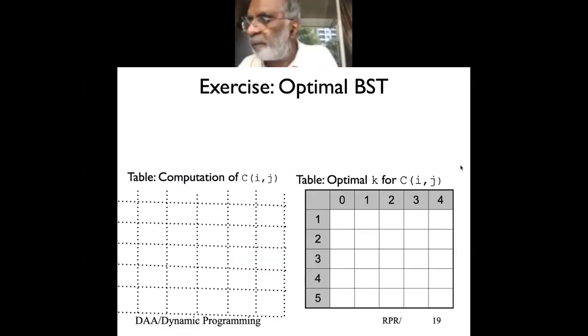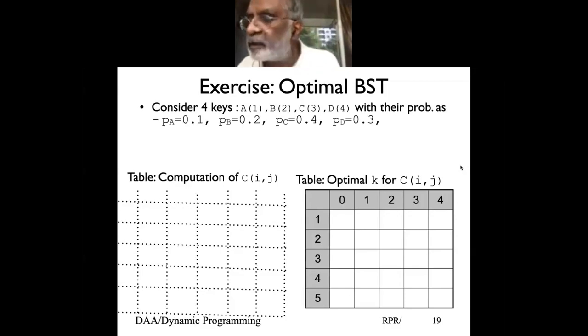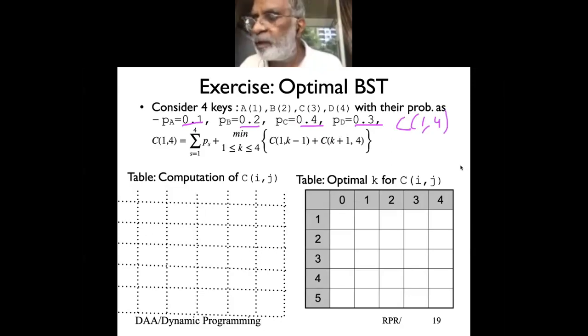Let's take our example, compute. So we want to compute, given 3 keys, A, B, C, D, with the probabilities 0.1, 0.2, 0.4 and 0.3. And we need to compute the optimal binary search tree for this. So how do you compute the optimal binary search tree? That means I need to find my cost C1,4. So let's start with how to find C1,4.